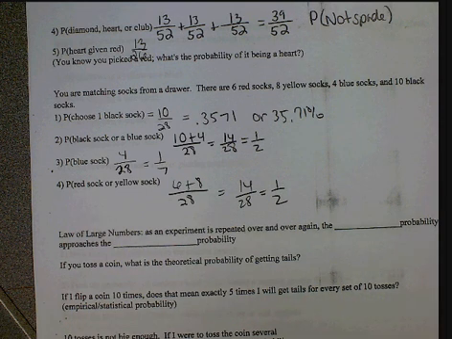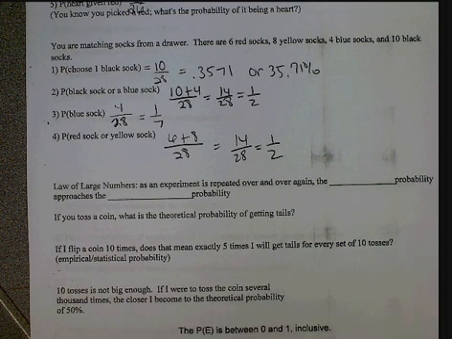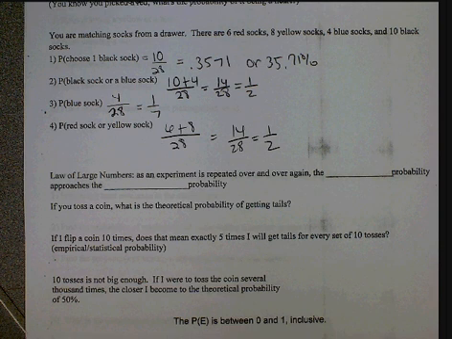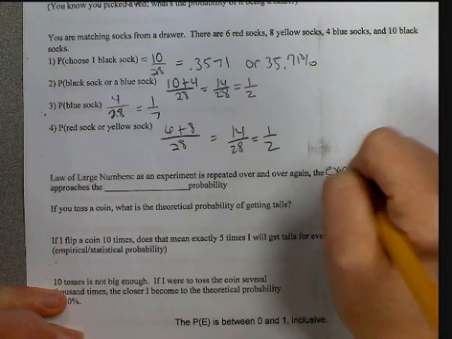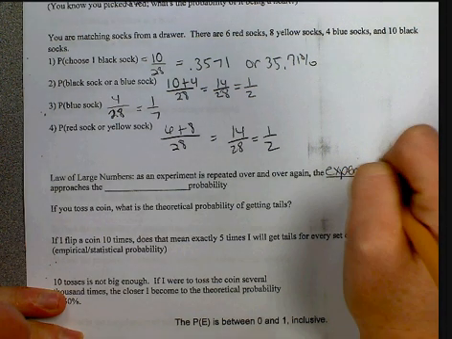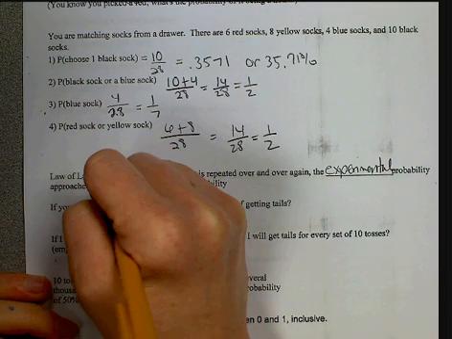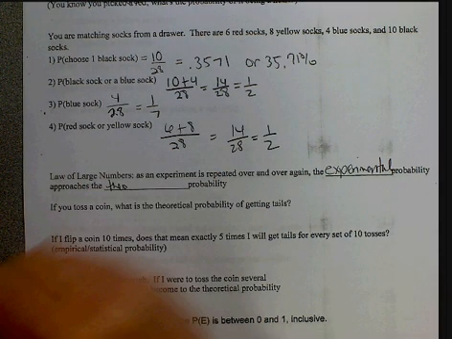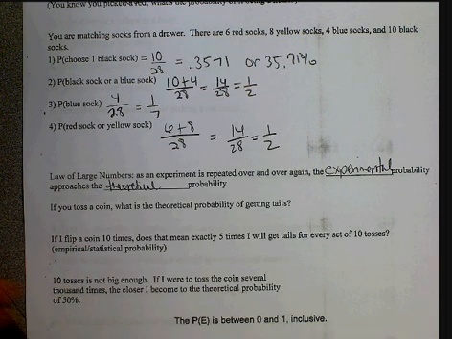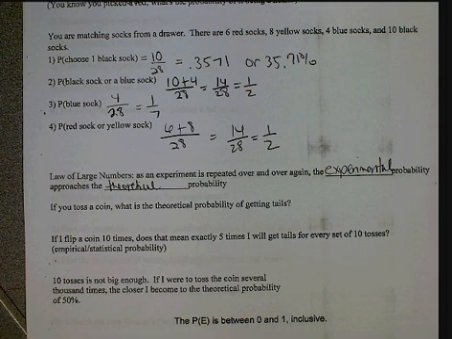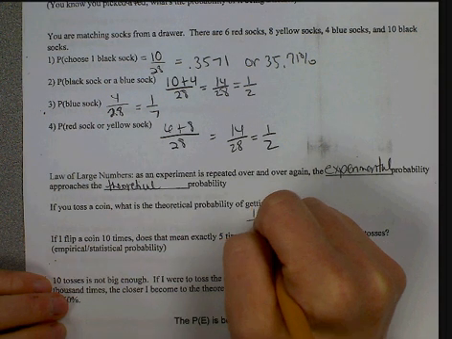And so let's talk about the law of large numbers. So the law of large numbers tells us that when we repeat an experiment over and over and over again, the experimental probability will approach what is called the theoretical probability. So you could tell me that if we toss a coin, what's the theoretical probability of it landing on tails? Well, that would be 1/2 or 50%.